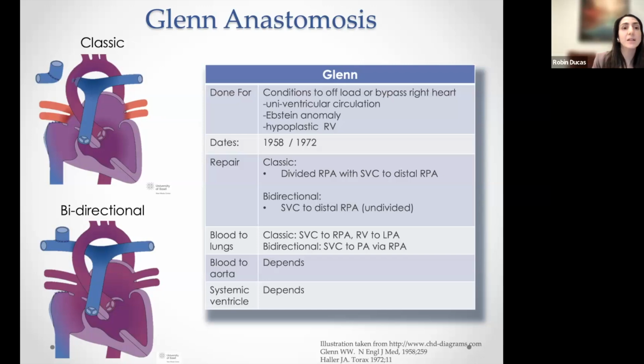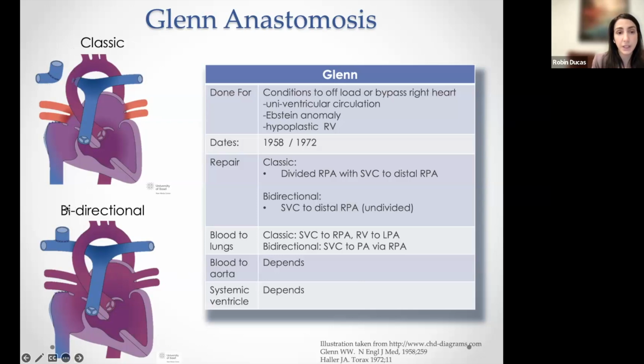And so in the classic Glenn, the SVC was connected directly to the RPA after transecting it. And this allowed bypass of some of the venous blood to the right heart. The problem with the classic Glenn is that AVMs would form in that right lung because the blood did not pass through the liver. So the more common Glenn that we see in this day and age is our bi-directional Glenn anastomosis. And that's a little bit more straightforward.